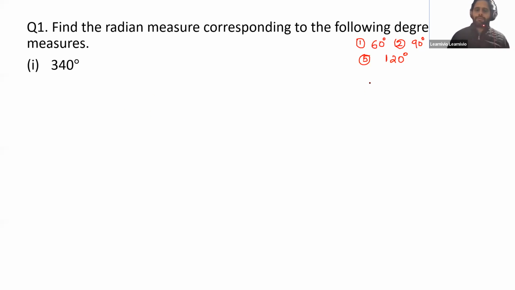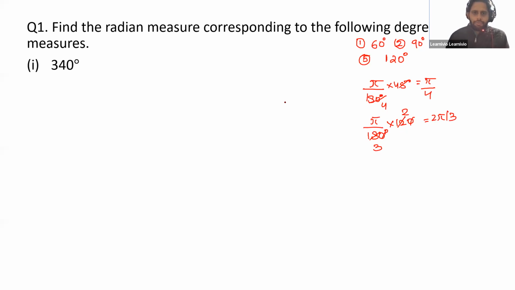Okay, Utvika, this is a very simple question. 45 degrees. So you just need to multiply pi by 180 into 45. So you will get a factor of 4. Similarly, 120 degrees. So pi by 180 into 120. So you get 2 pi by 3. Okay, Utvika, is this clear? Okay, very good.